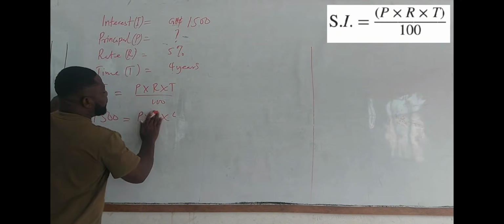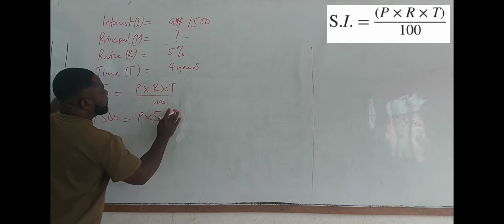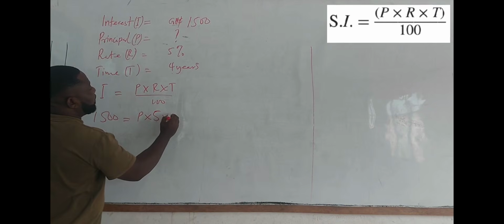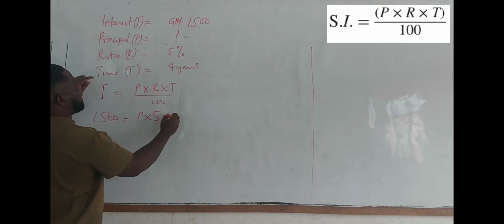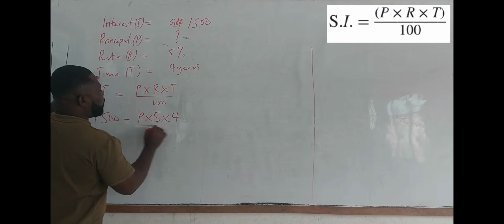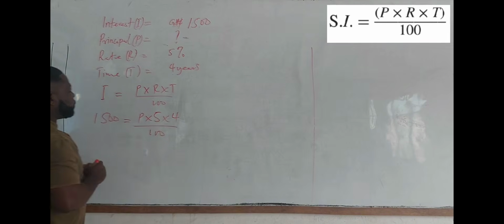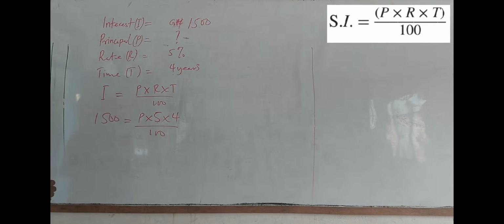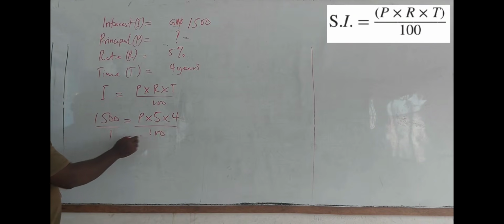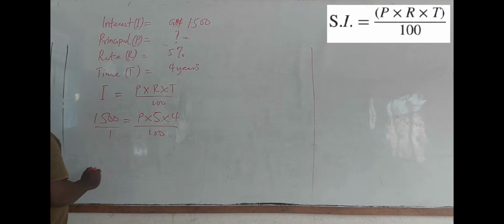Rate is 5, sorry. So times the rate, which is 5, times the number of years, which is the time, 4, all over 100. So we do the same thing we did for the previous one. We can cross multiply over here. So this will multiply this.